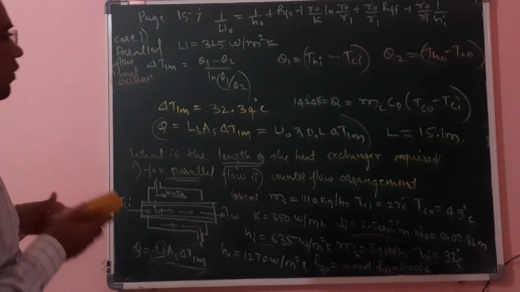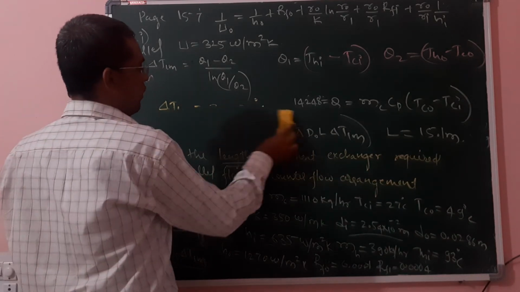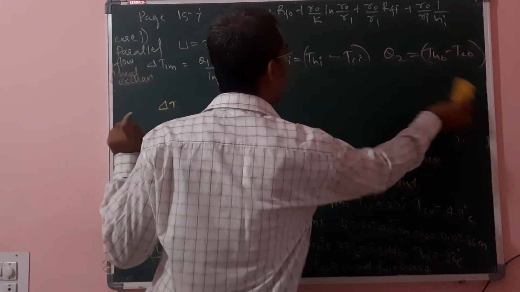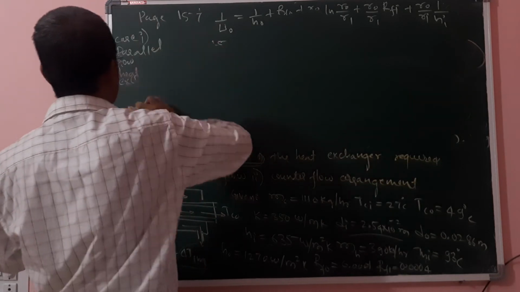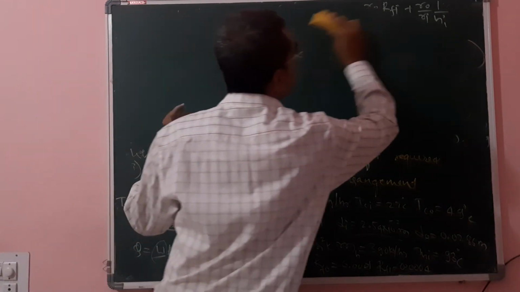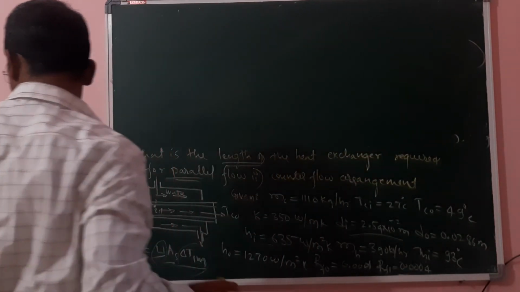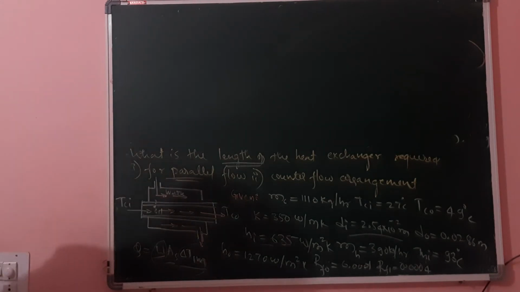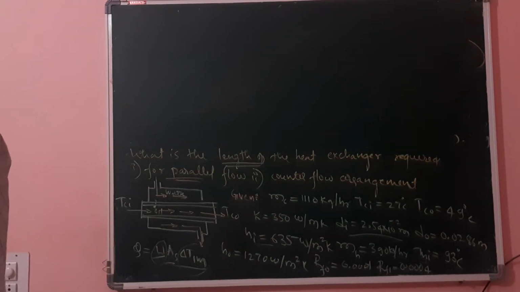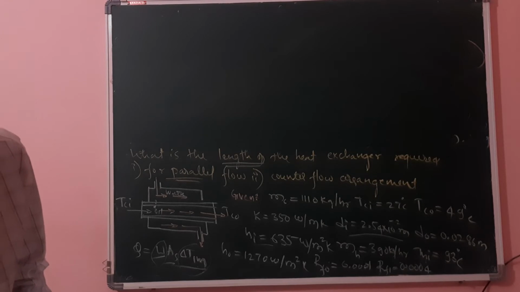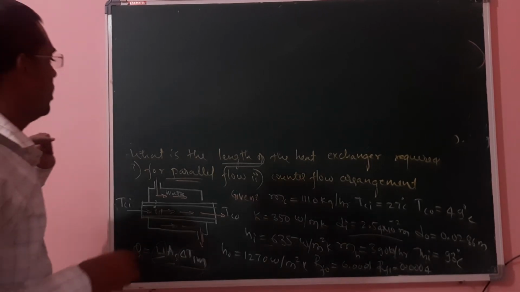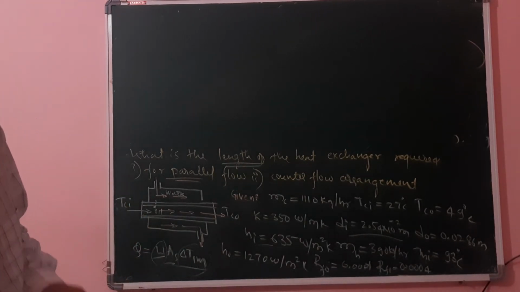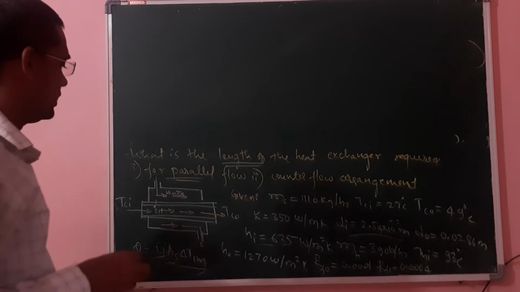If it is a counter flow heat exchanger, the procedure will be the same. You have to calculate U naught first. U naught will remain the same, 325, but what will change are theta 1 and theta 2.